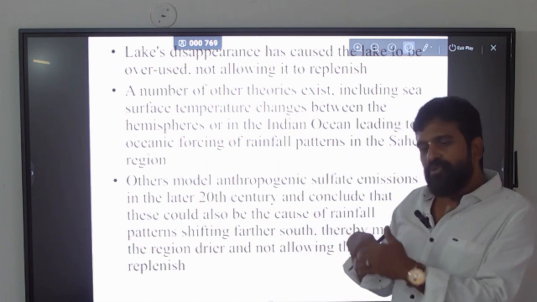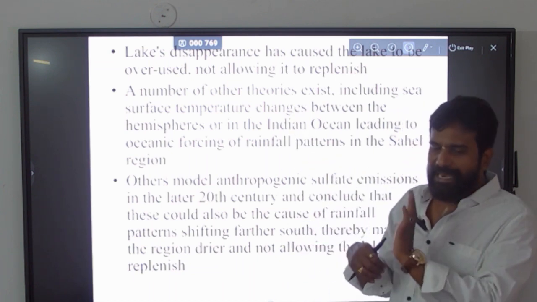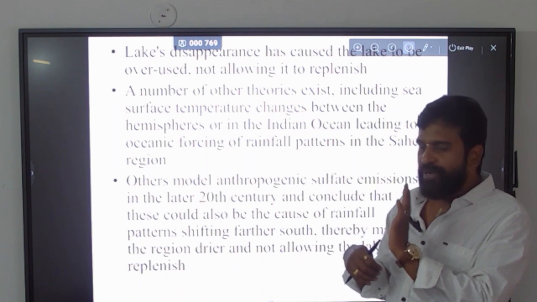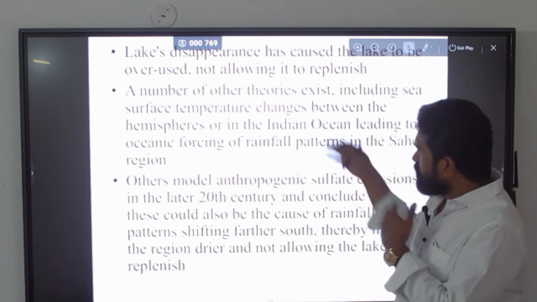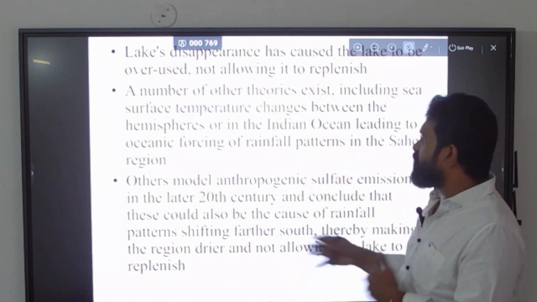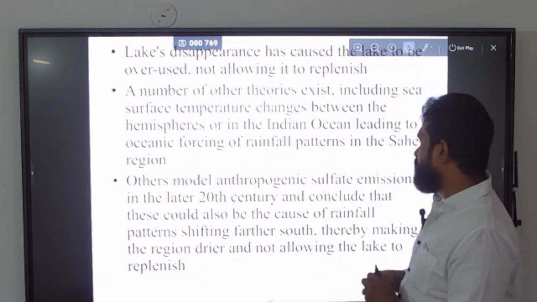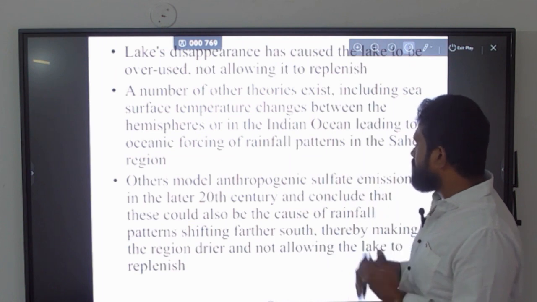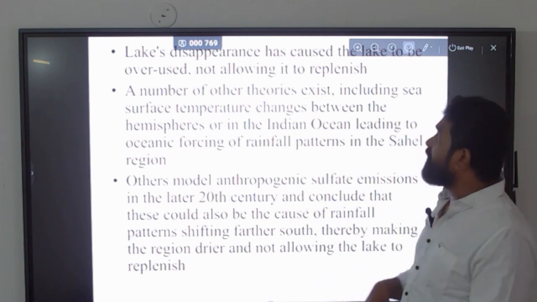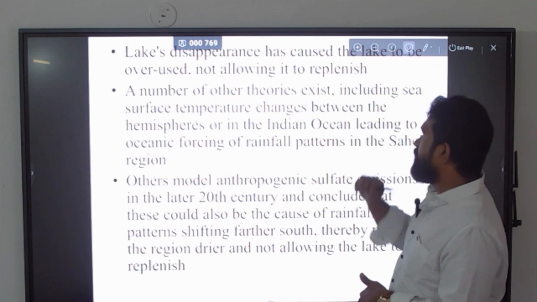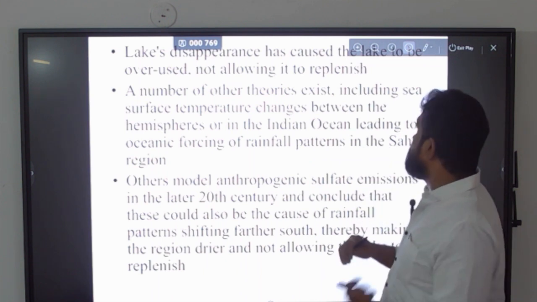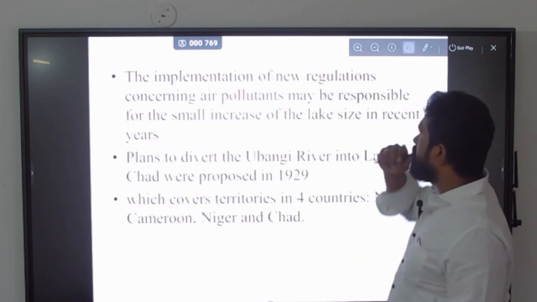So already you have a lack of rainfall in these places, but because of the surface temperature changes, you don't have that much rainfall there. So the rainfall pattern is shifting. That is the reason this lake is disappearing right now. That is Lake Chad.